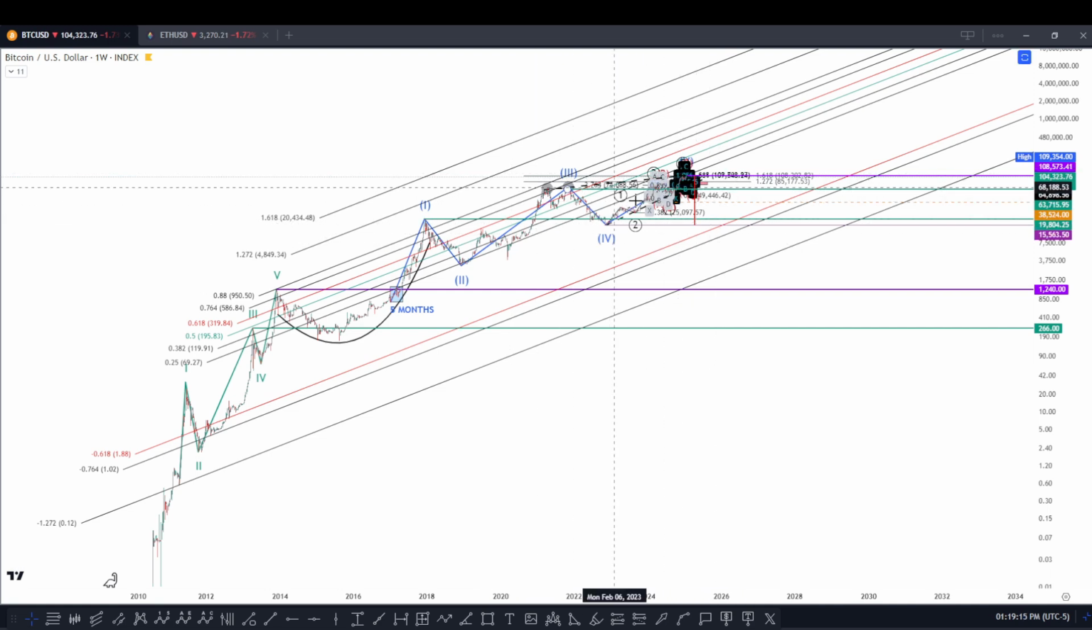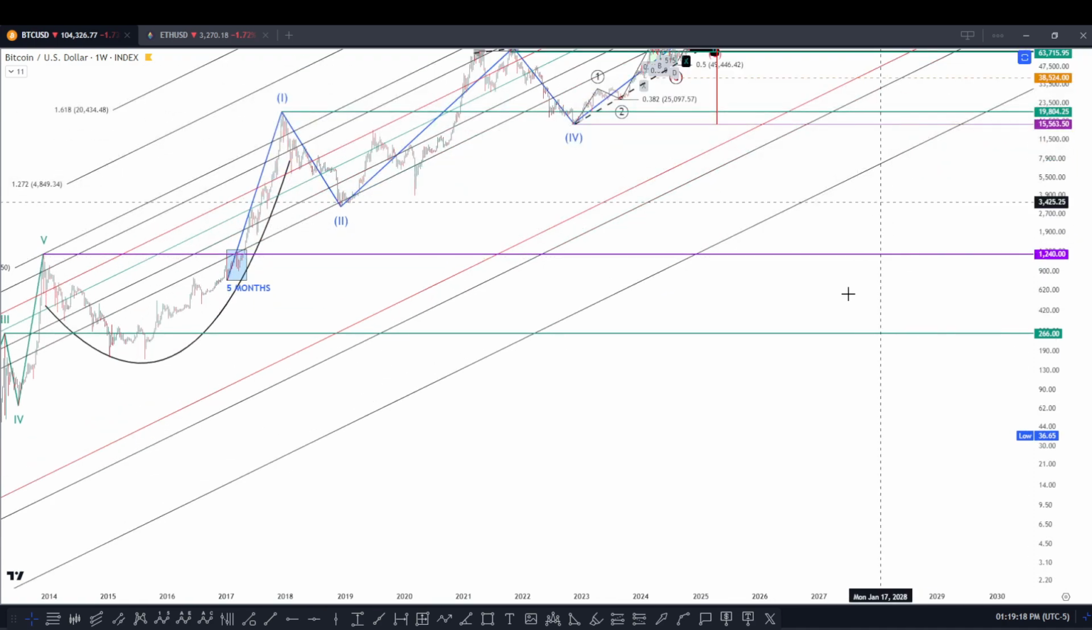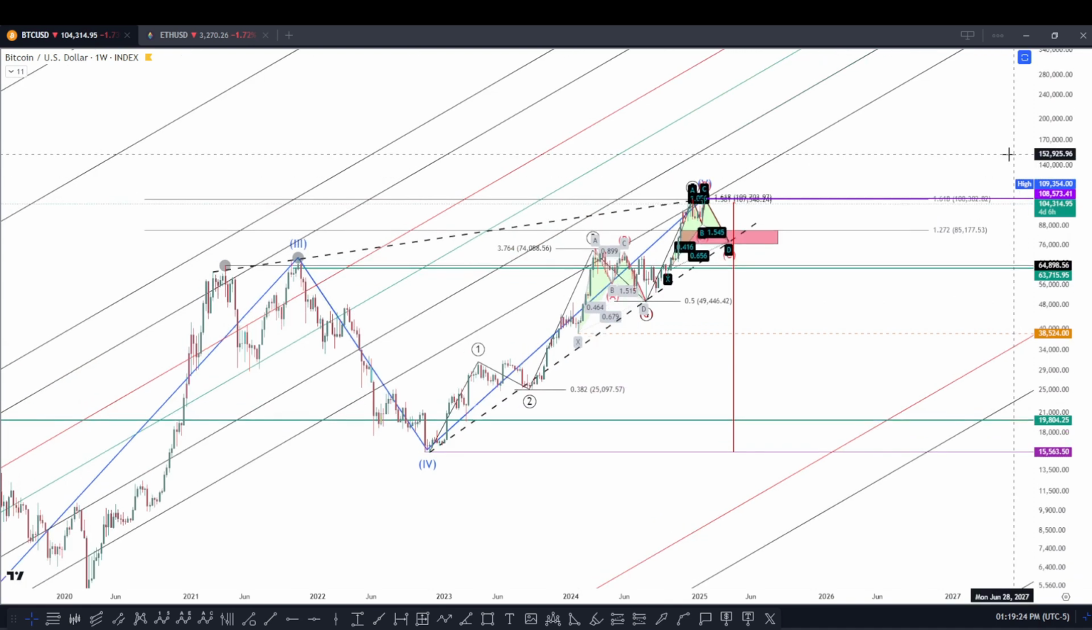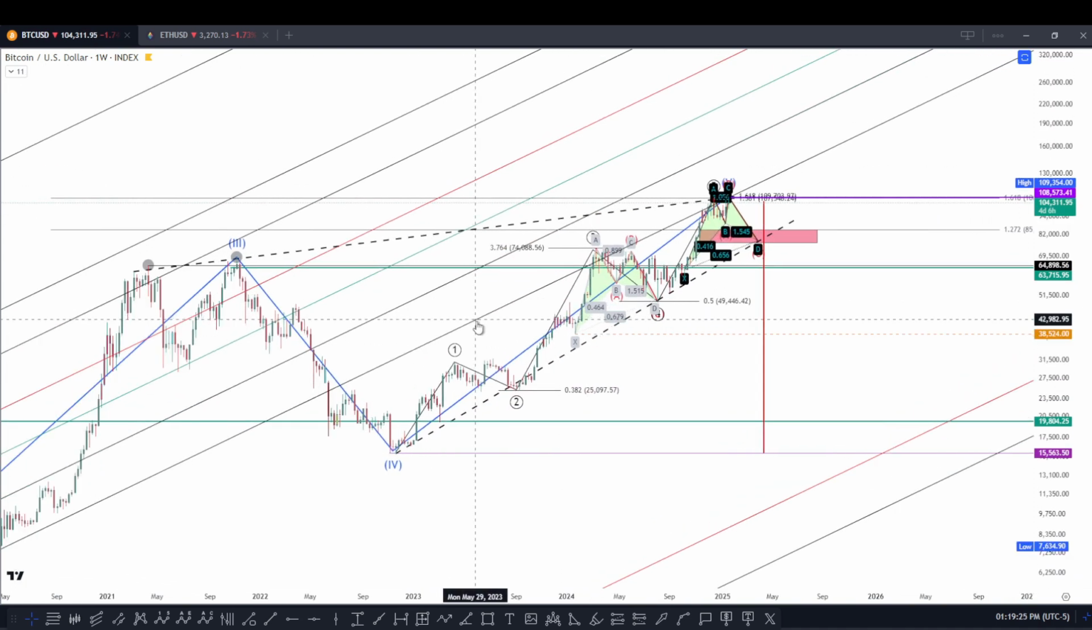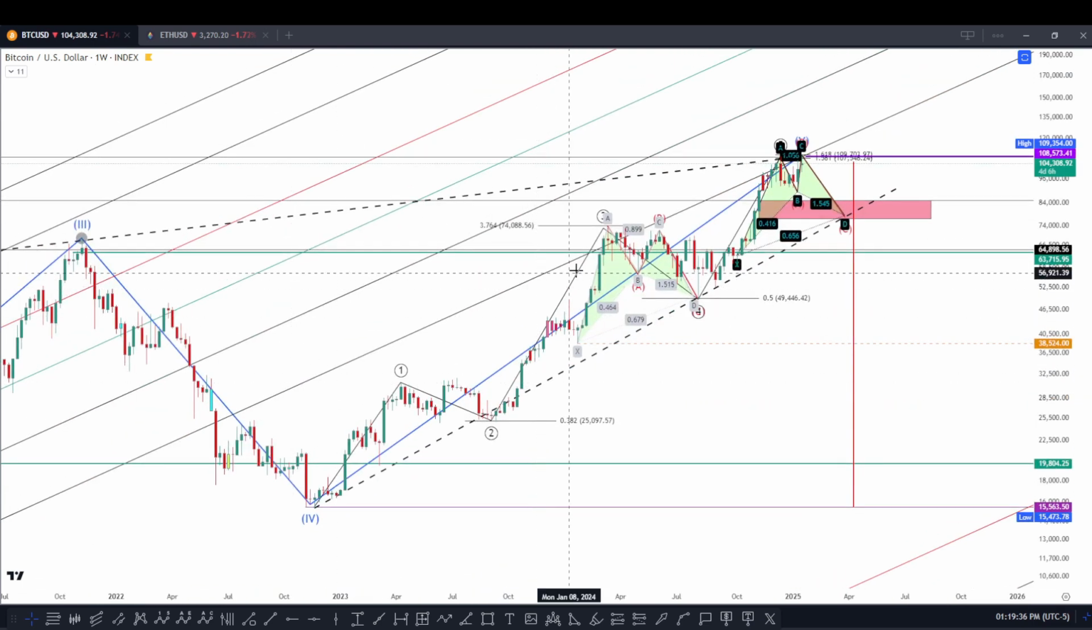This kind of gives me the opportunity to start zooming in and looking at what our current setups would look like, what I'm looking for to occur. So that same black line that I was mentioning, it's this line right over here. It's still moving diagonally. And let's move this over. So really, we're coming back and testing that area.